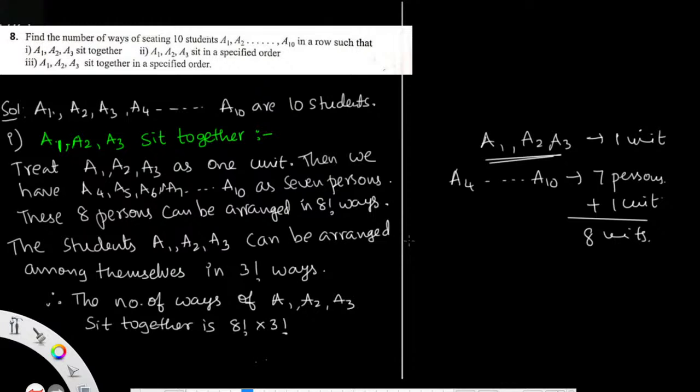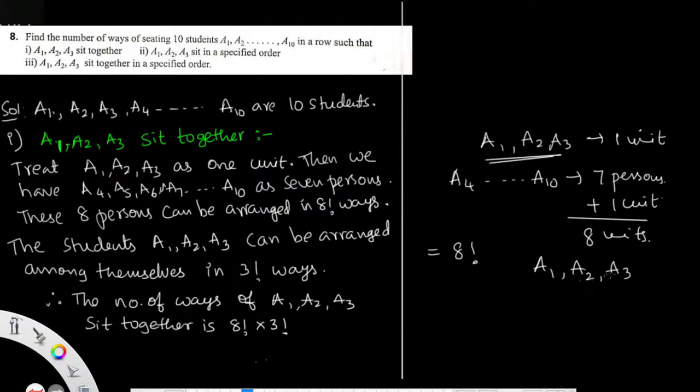So these 8 things can be arranged in how many arrangements? 8 things can be arranged in 8 factorial ways. Next, A1, A2, A3 are treated as 1 unit. They are not in the same order; A1, A2 is not in the same order. There will be internal arrangements of these 3 persons. In how many ways can that occur?